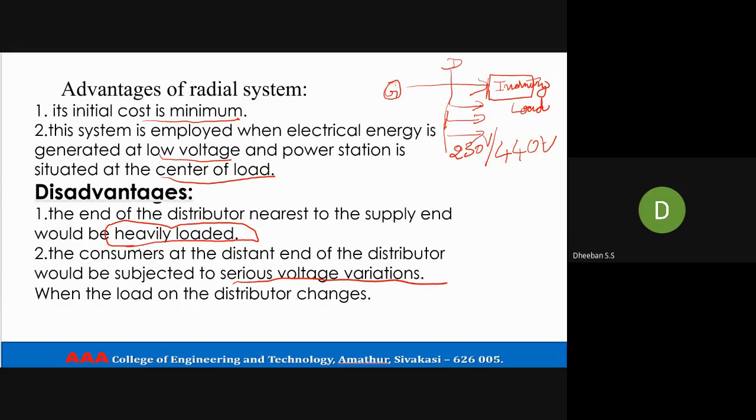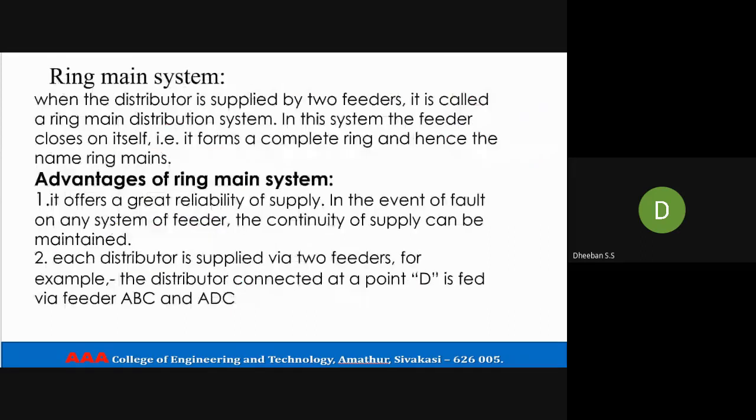Okay. So next is the ring main. Here they didn't give the diagram, I'll just be drawing it out. So the distributor is supplied by two feeders. It's called a ring main distributor. So here it is a substation, and here it is a substation, and if it is fed by two feeders, then it contributes to your ring main system.